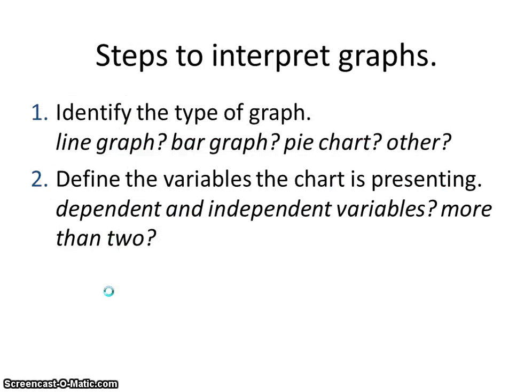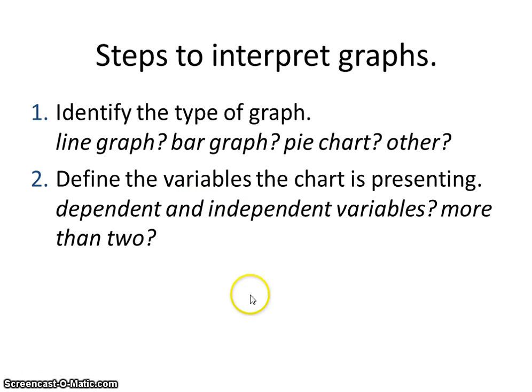All right, so when you look at a graph, what you need to figure out is what kind of graph it is, first of all. And then you need to figure out what the variables are, the dependent and independent variables. Think back to Unit 1, where we talked about that. An independent variable is going to be plotted on the x-axis.